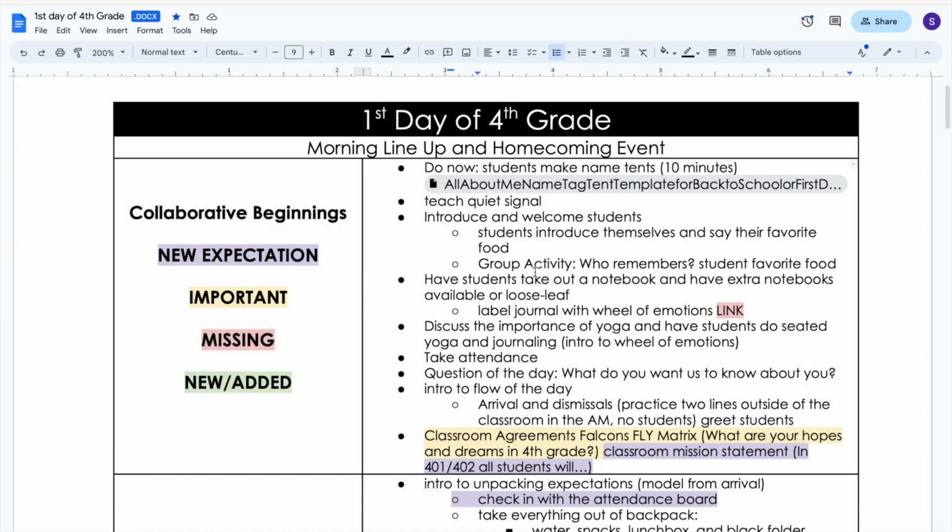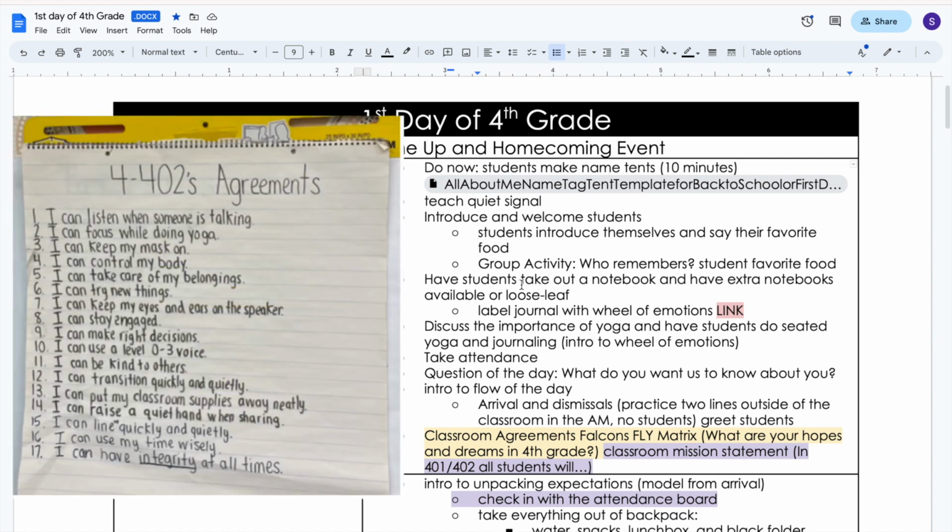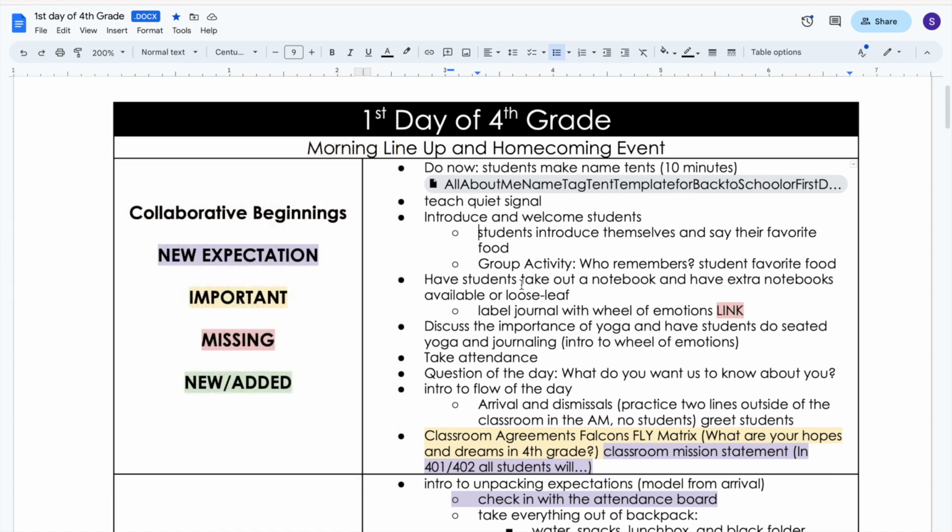After, I'm going to do my favorite part of the day. That's why it's highlighted as super important, because we co-construct the classroom agreements or classroom rules. I begin by asking them, what are your hopes and dreams in 4th grade? I do a kind of meditation, and I have them envision what their dream 4th grade classroom looks like, sounds like, feels like, things like that. And then we write rules and I can statements. I can get ready to learn by doing yoga. I can be kind to others.